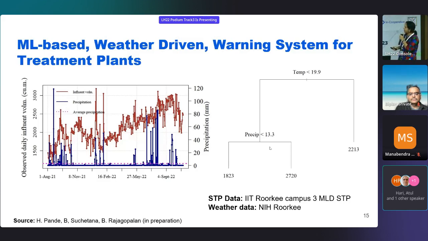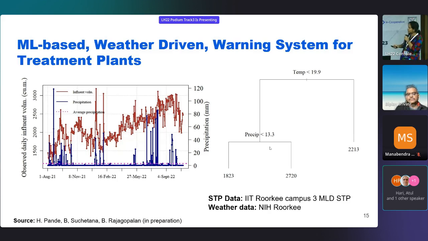Just to see what this dependence looks like, we have seen that when temperatures are less than about 20 degrees Celsius, which is typically the winter temperature for Roorkee, whenever there is rainfall exceeding about 13 millimeters in winter, we have a very high inflow coming into the plant. To keep things in perspective, 2720 is about 2.7 MLD, or 2.7 million liters of wastewater coming in, and the plant is designed only for 3. So we are very close to the design limit, very close to the situation where the plant is completely overwhelmed by the wastewater coming in.